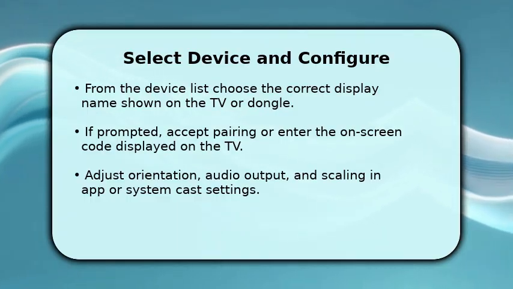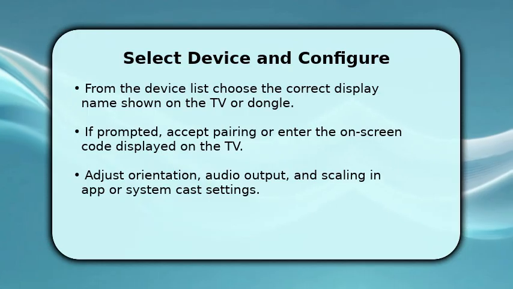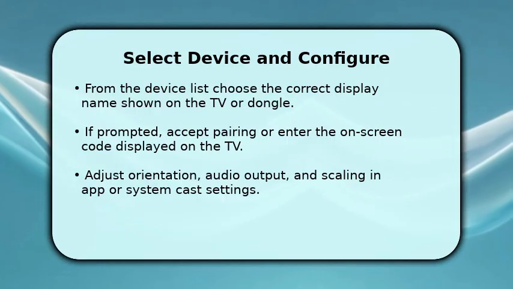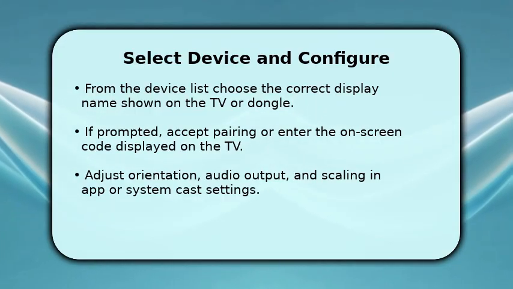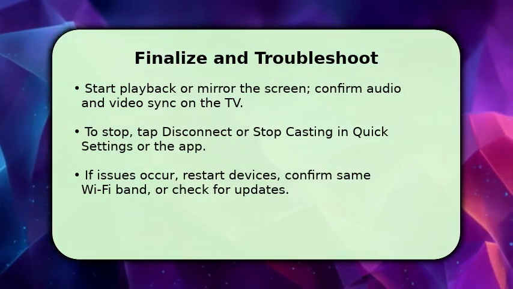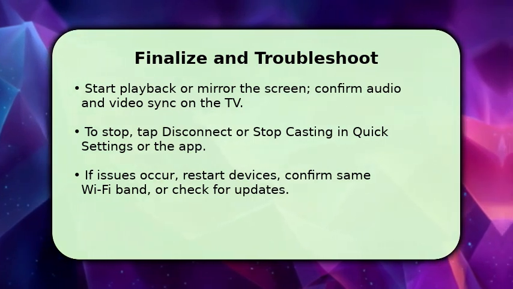Make sure to adjust orientation and audio output if the app or system provides options, because these control how content fills the screen. If you need full device mirroring versus just media casting, choose the appropriate mode now so playback behaves as expected. To finish, start the video or mirror your screen and verify that audio and video are in sync on the TV. This confirms a stable cast session.